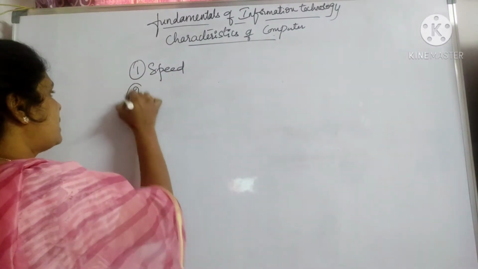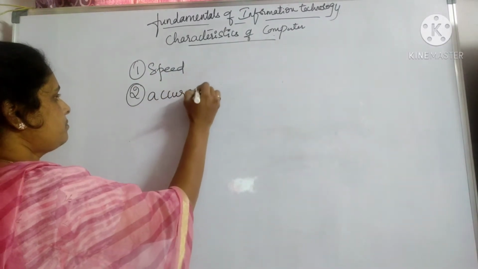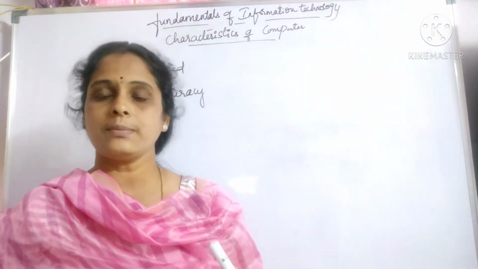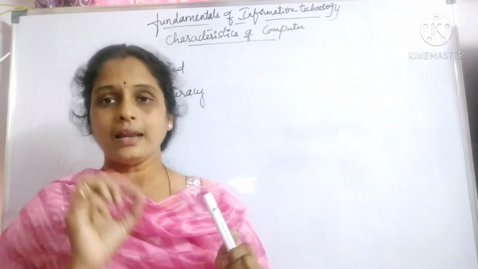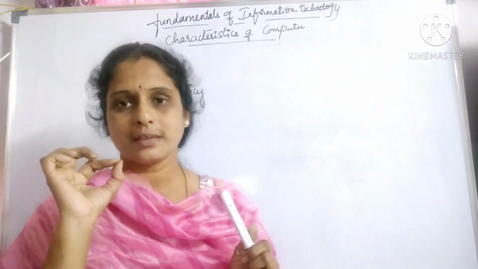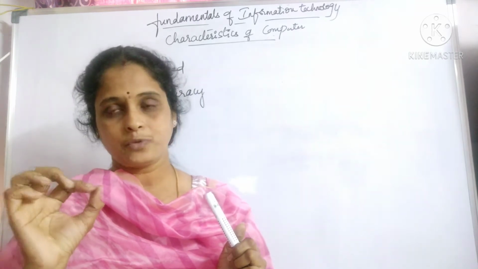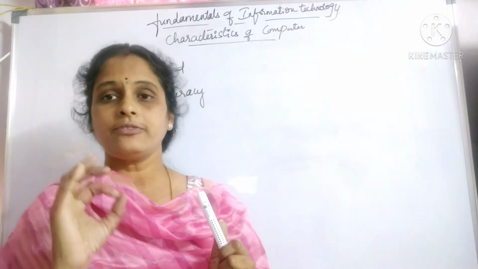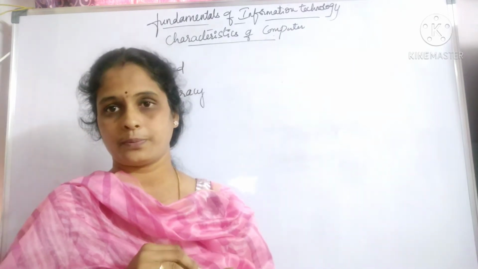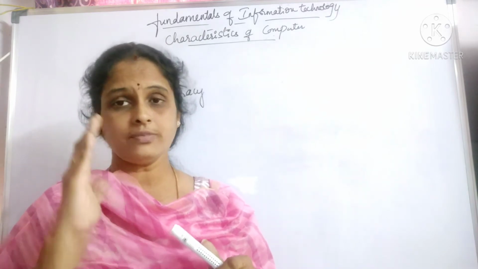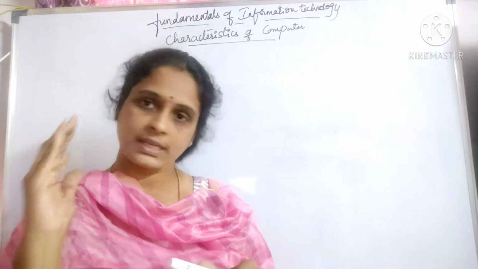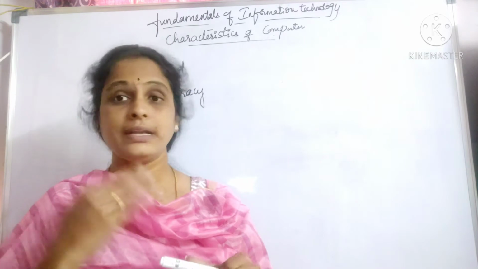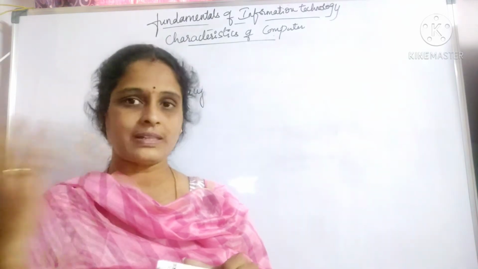Coming to the second one, accuracy. Accuracy means correctness. Unless the user gives correct data or correct instructions to the computer, it will never give a wrong output. That means as long as you give the correct input, it gives you the exact, accurate output, which you can rely on and depend on for further processing.